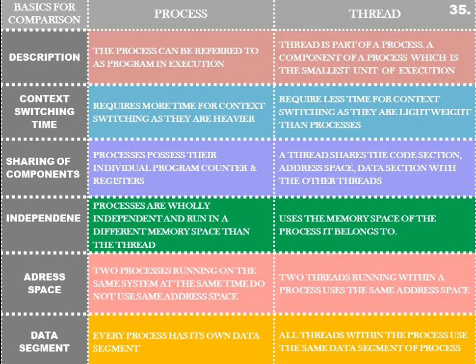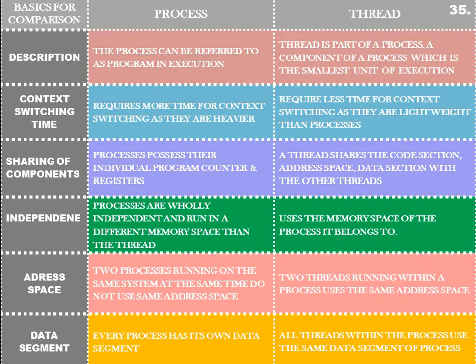How come it is the smallest unit of execution? That is very obvious. As we say, a process is a program under execution, so the process is getting executed by the CPU. A process has certain threads inside it. So when the CPU is executing a process, it is obvious that inside that process threads are also getting executed.